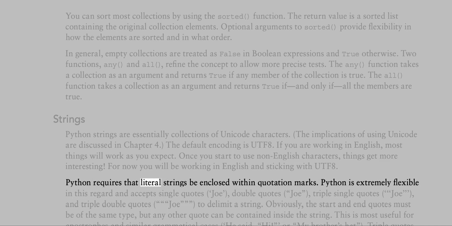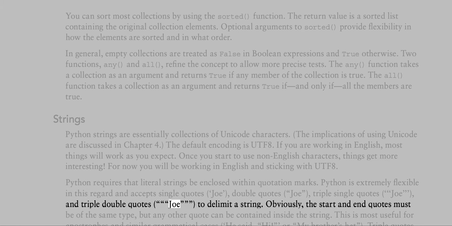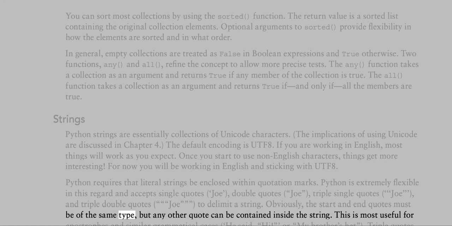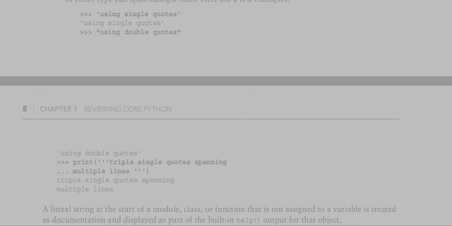Python requires that literal strings be enclosed within quotation marks. Python is extremely flexible in this regard and accepts single quotes, double quotes, triple single quotes, and triple double quotes to delimit a string. Obviously, the start and end quotes must be of the same type, but any other quote can be contained inside the string. This is most useful for apostrophes and similar grammatical cases, like "he said, 'hi'" or "my brother's hat". Triple quotes of either type can span multiple lines. Here are a few examples.